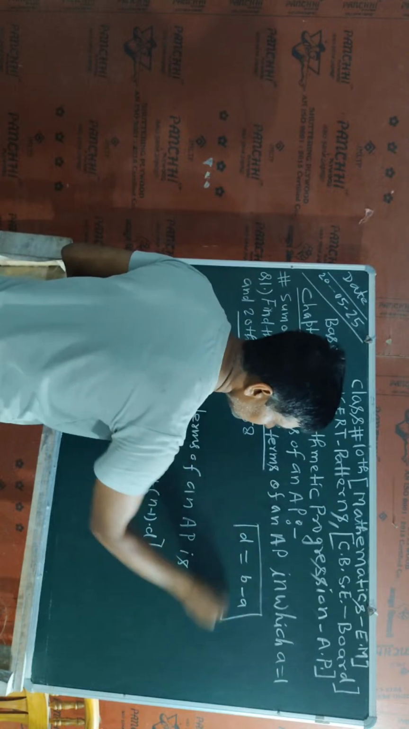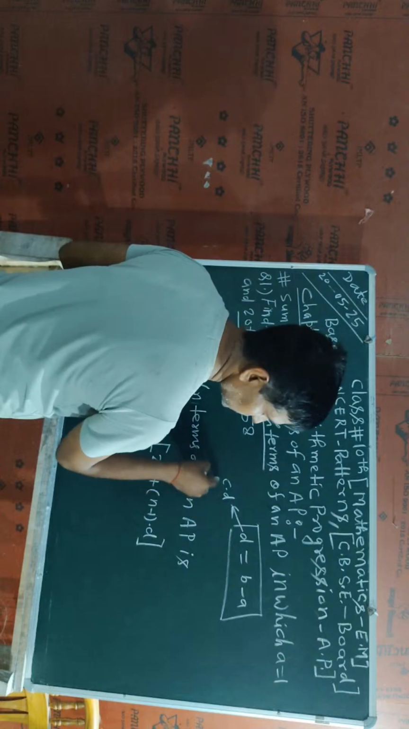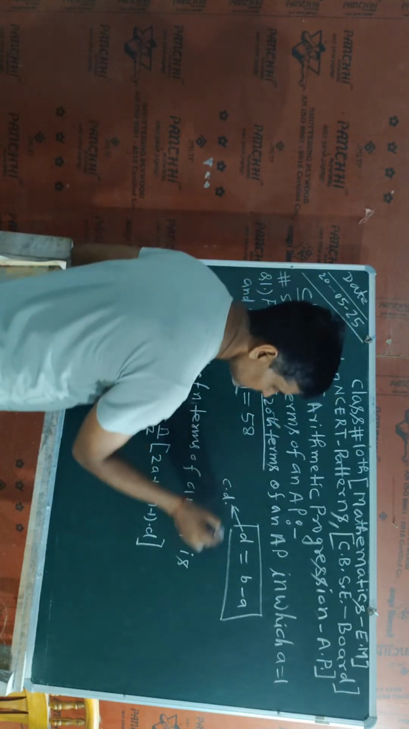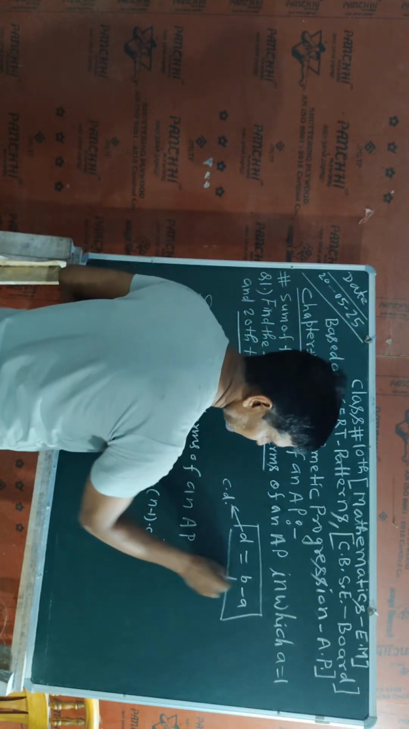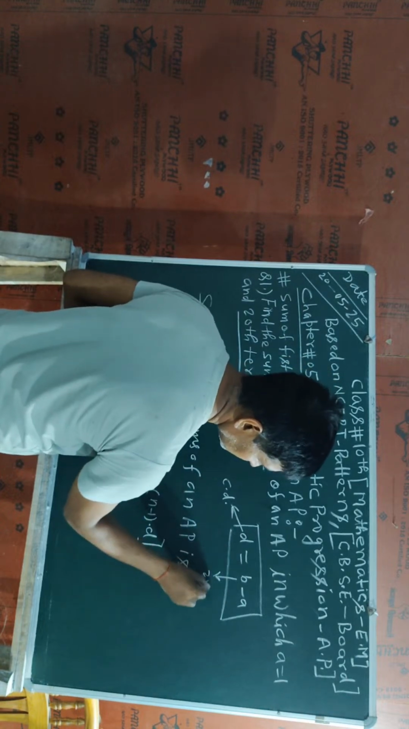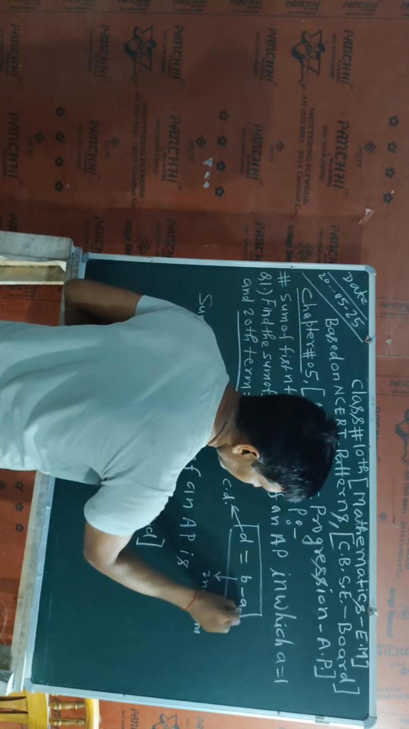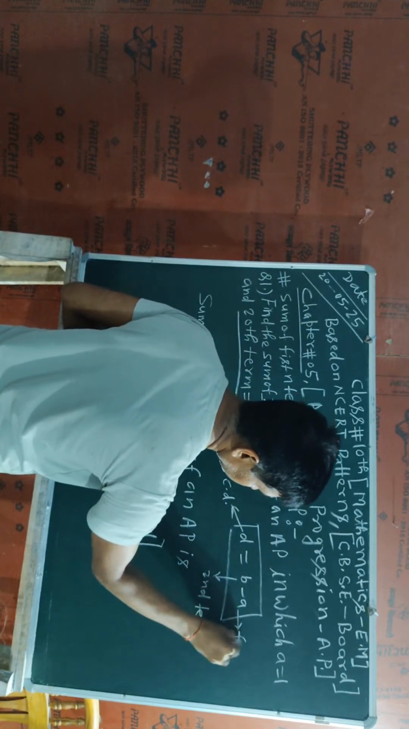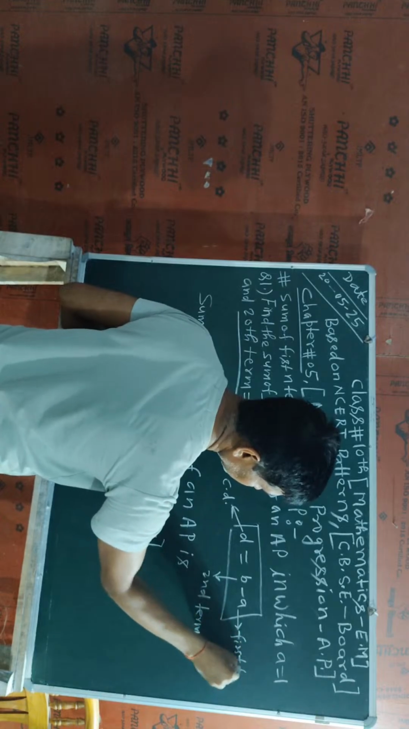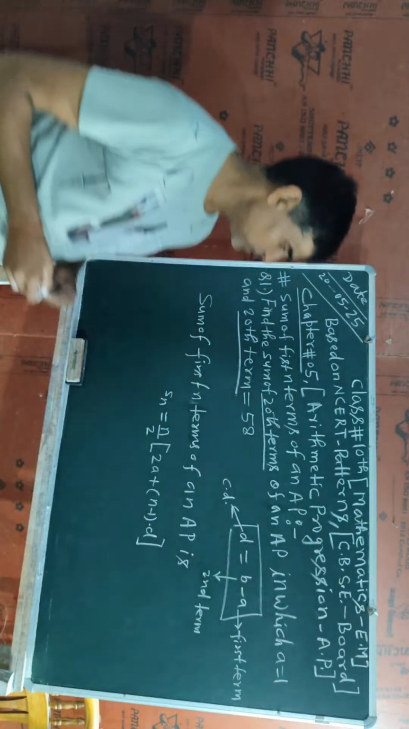Here d is the common difference, written as a shortcut for common difference. b is the second term, and a is the first term. So this is an important formula, and we have to remember it.